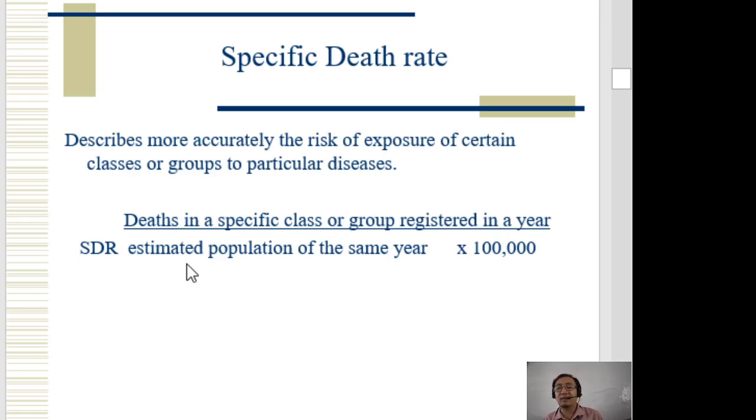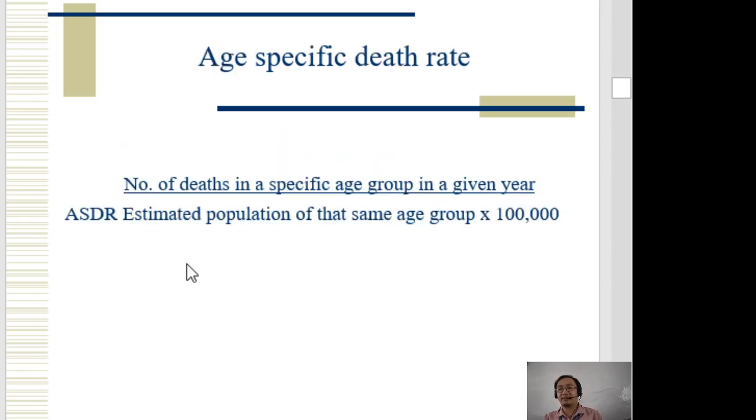Okay, so it can be according to age, according to sex, according to occupation. I mean the factors affecting specific death rate, even education, exposure to risk factors. Those factors affect a specific death rate. For example, age specific death rate is the number of deaths in a specific age group in a given year divided by the estimated population of the same age group.